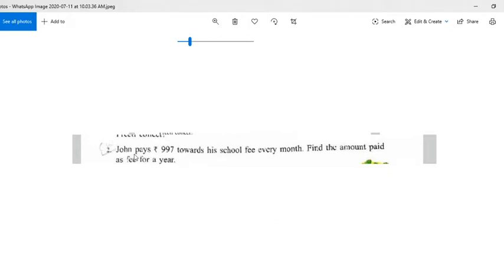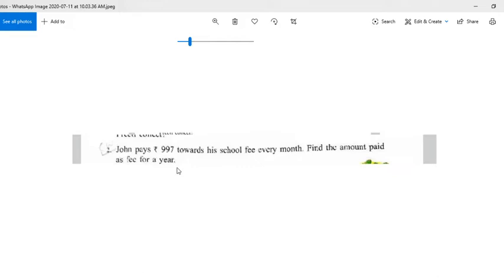So second question which you are going to do from your next page is John pays rupees 997 towards his school fee for every month. So his monthly school fees of John is rupees 997. Find the amount paid as fee for a year. So we have to find fees that John has to pay for year. Or we have to find his annual fee, you can say. So 1 month fee is given and we have to find fees of whole year.